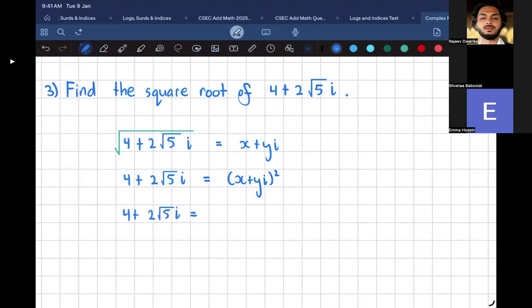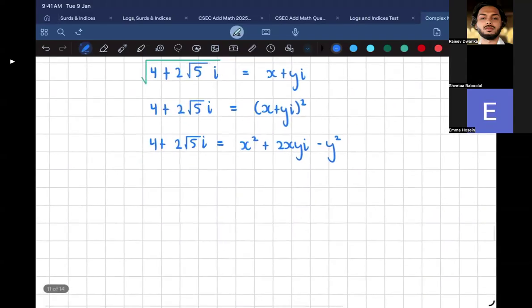And if I expand that, what I should get? Should get x squared minus y squared, and minus 2xyi, right? Somebody could confirm that? Yeah, okay. And now we're going to group together the real and the imaginary parts.